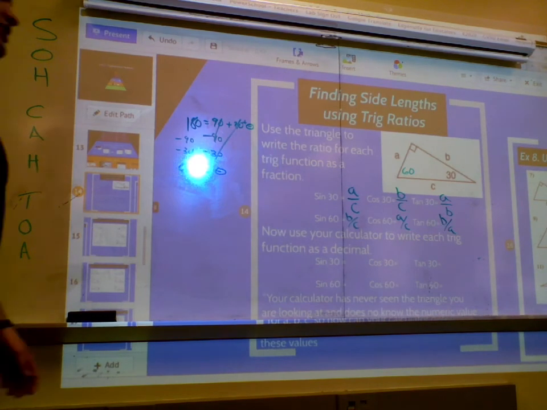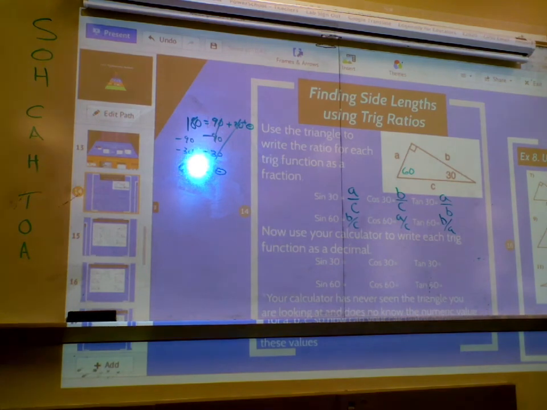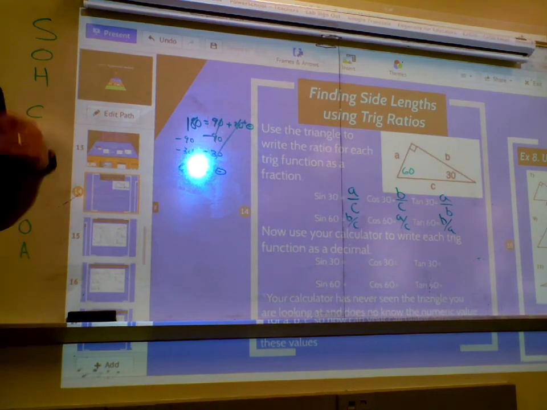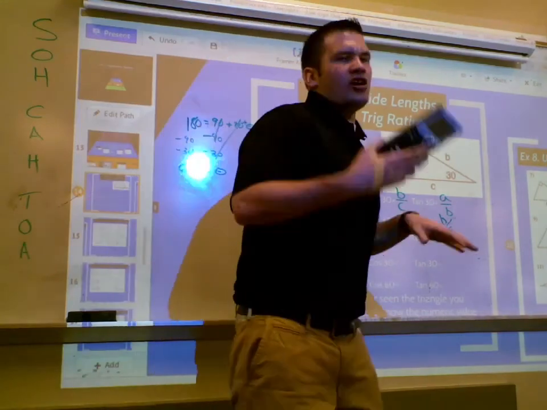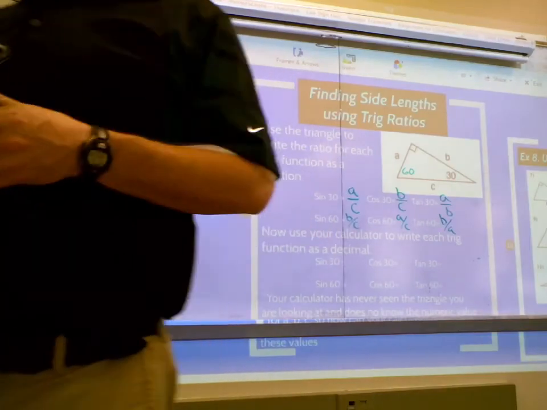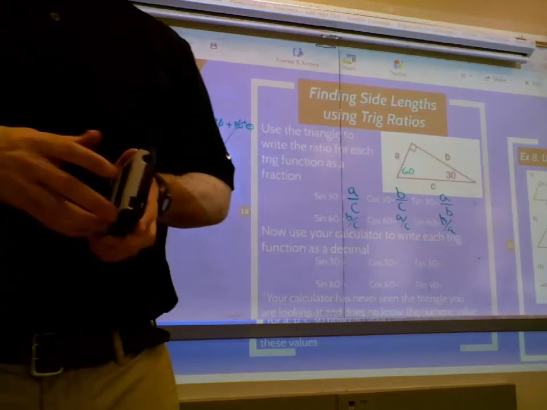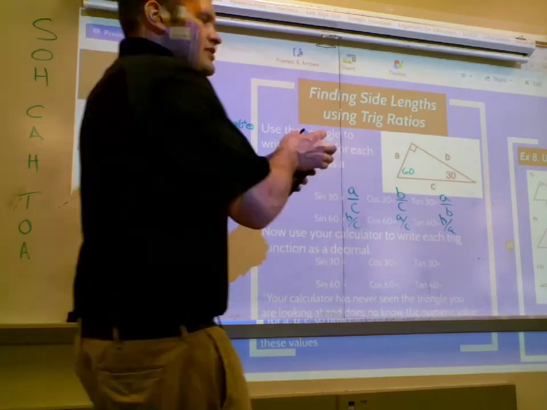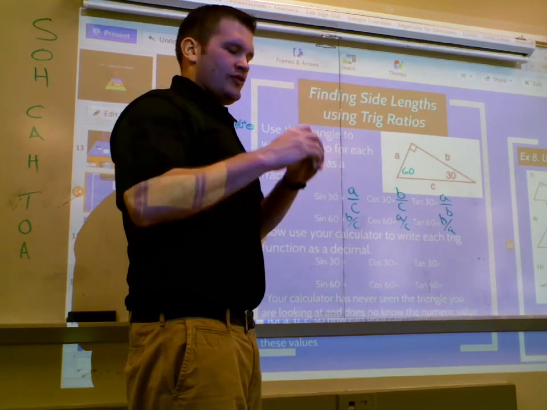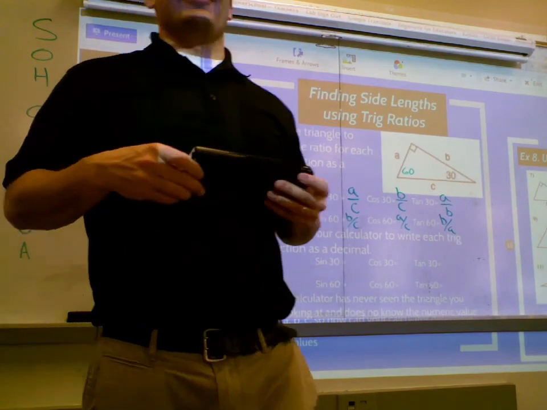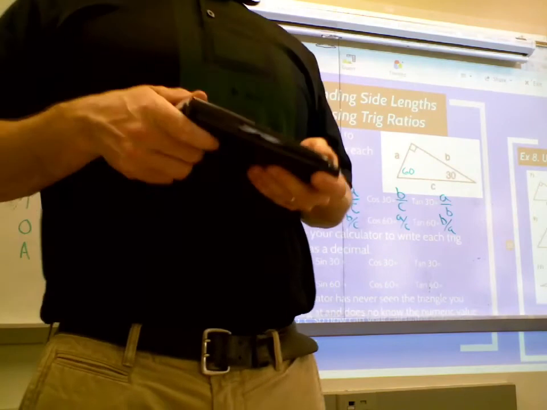Now use your calculator to write each trig function as a decimal. So we couldn't do this with theta because theta didn't have a measure. But now that we have angle measures, our calculator can tell us what the ratio is. You're not going to take a little camera over your calculator, take a picture of the triangle, and do it for you, right? Who's looking for a camera on their calculator? Okay. There isn't one, right?